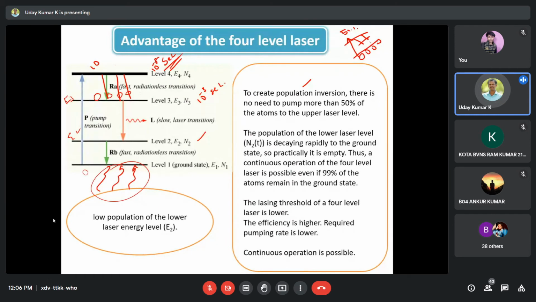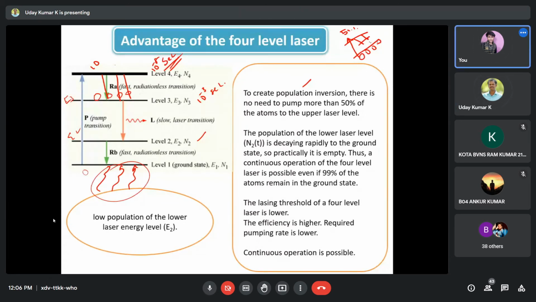But in the 4-level laser, only 1% of the atoms is enough for you. So less energy, and not even continuous. You can still easily get the population inversion here. Have you understood this concept?